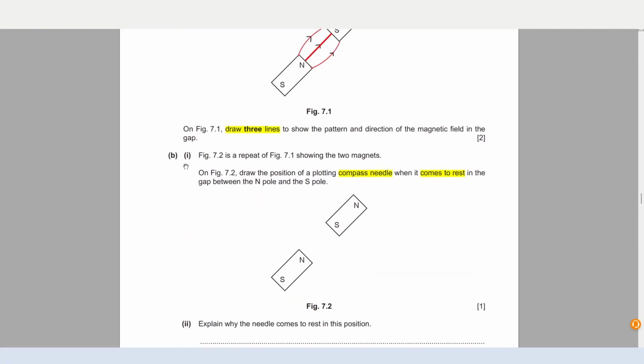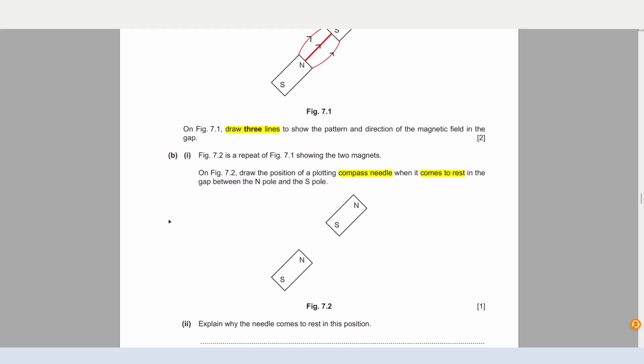Question number 7, B part. Figure 7.2 is a repeat of figure 7.1, showing two magnets. On figure 7.2, draw the position of a plotting compass needle when it comes to rest in the gap between the north and the south pole.